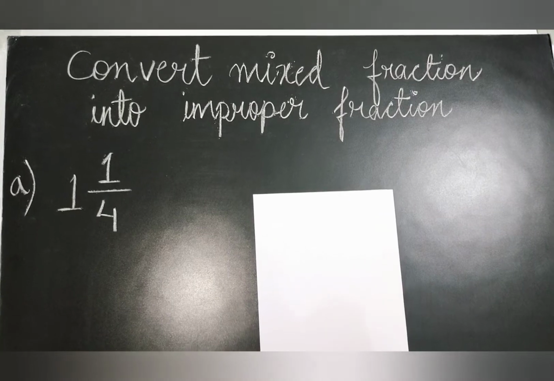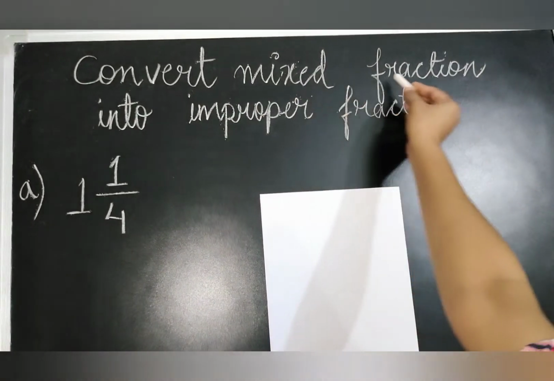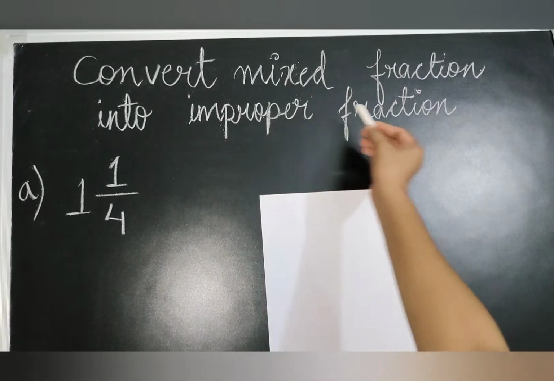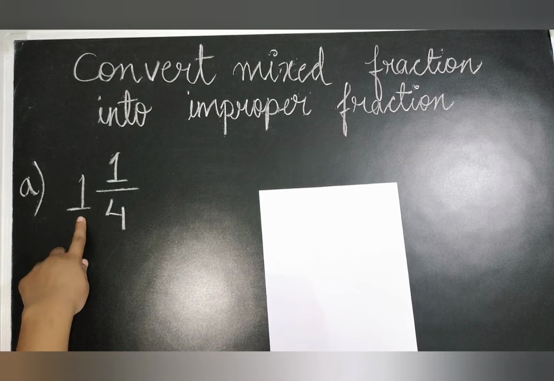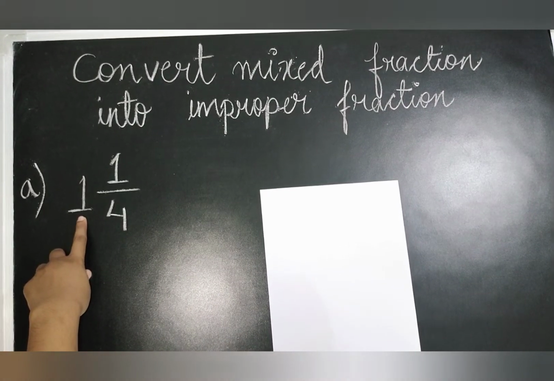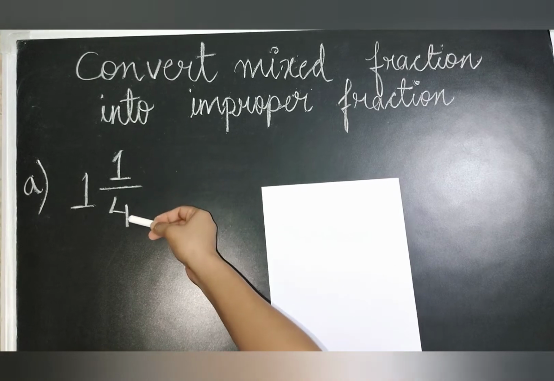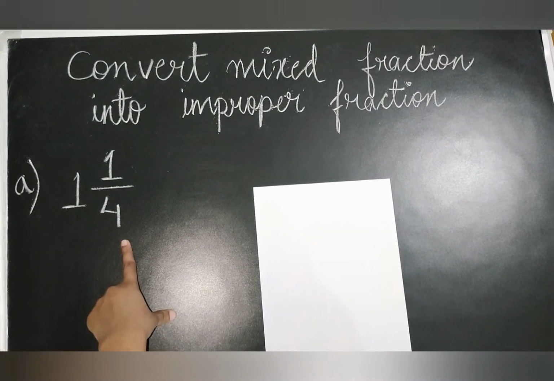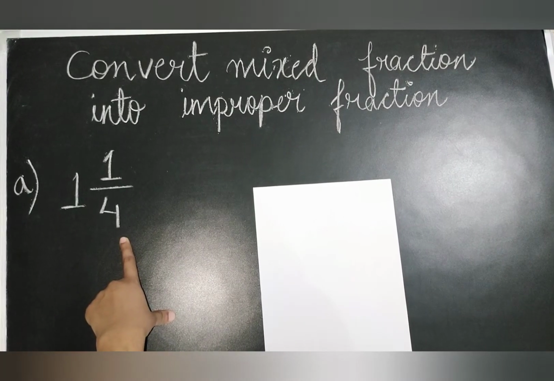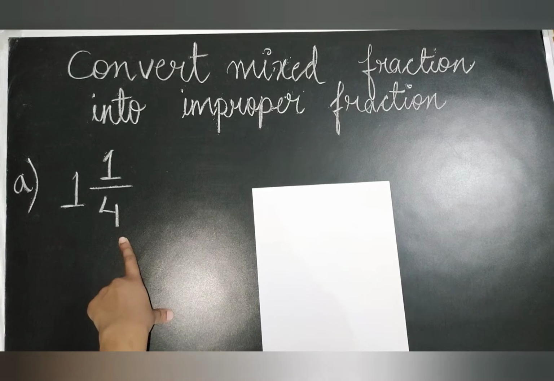Children, in today's video we are going to learn how to convert a mixed fraction into an improper fraction. So what is this mixed fraction term? 1 is written as the whole number, 1 is written as the numerator, and 4 is written as the denominator. Now this number we are going to convert into an improper fraction, not with a traditional method but by an activity.